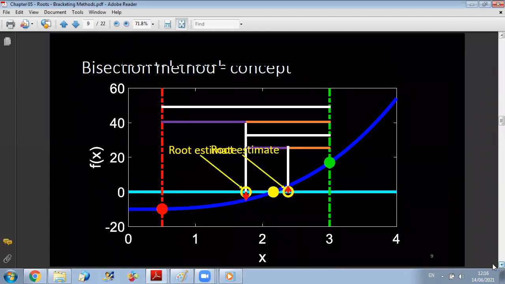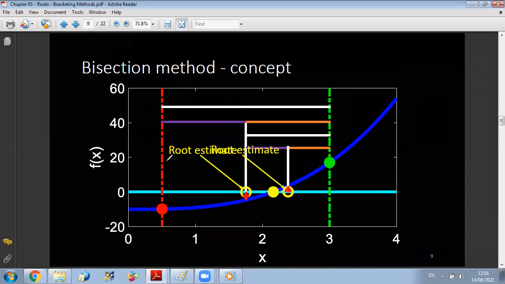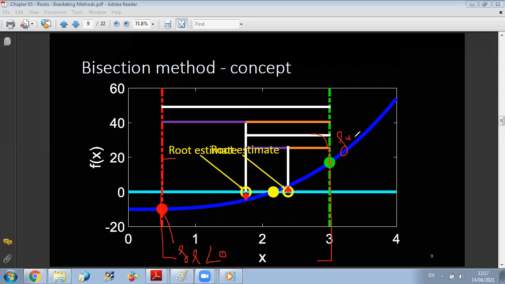Now, the first bracketing method is the bisection method. And what is the concept of this method? It's very simple. The concept is I start from a certain bracket. The condition, as we said, to say that this bracket will contain at minimum a root is that if I calculate f at the lower point and f at the upper point, they should have opposite signs. This is the case here because f lower is negative while f upper is positive. So I am sure that I have a certain root in between.